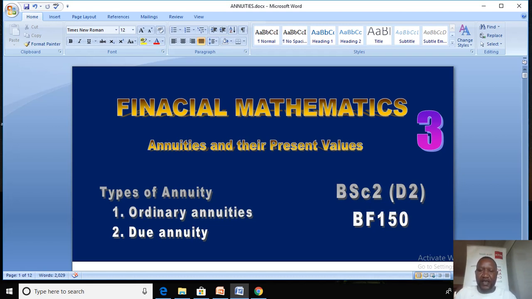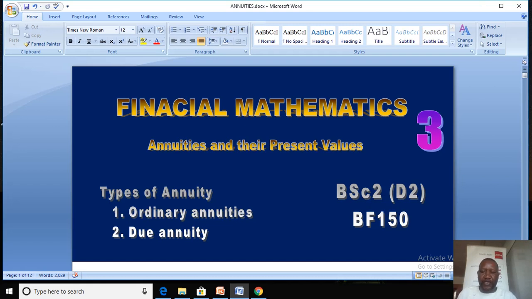An annuity is simply equal payments made at equal time intervals, a series of payments made at equal time intervals. That's what an annuity is. So let's explain what an ordinary annuity is. An ordinary annuity is an annuity where payments are made at the end of the period. For example, a fixed salary at the end of a given period forms an ordinary annuity because the salary is paid at the end of the period.